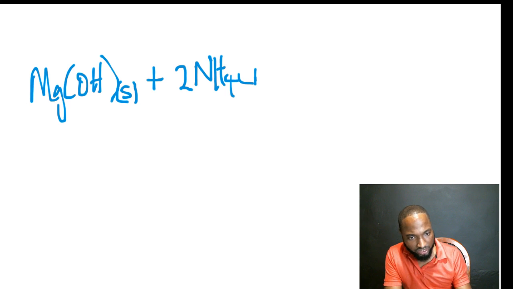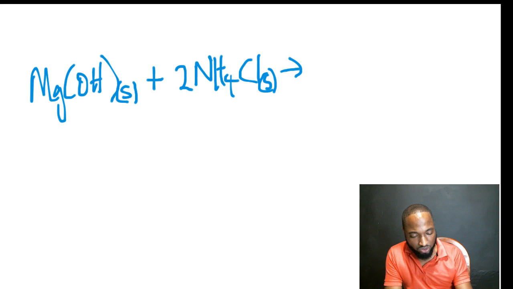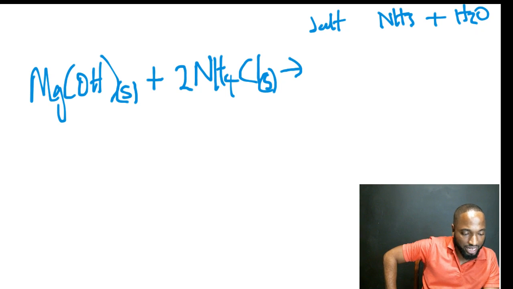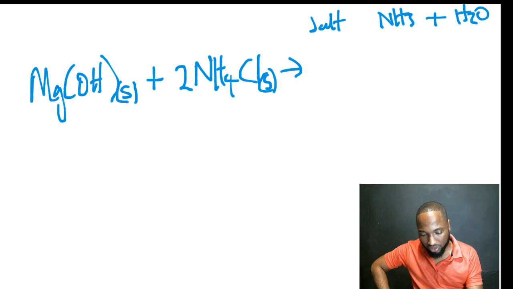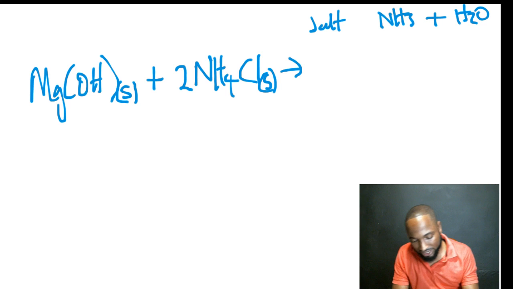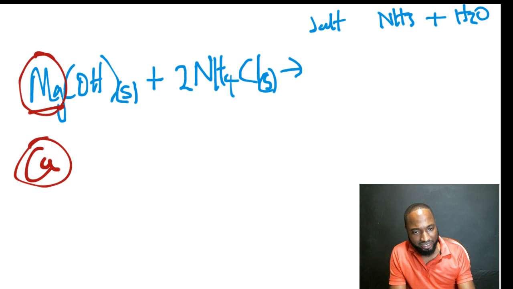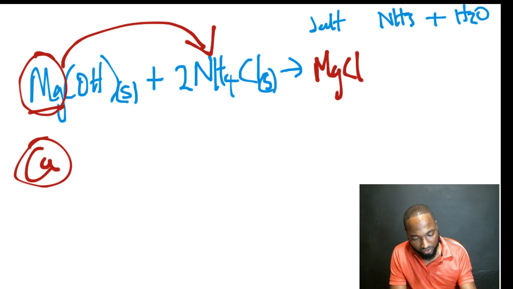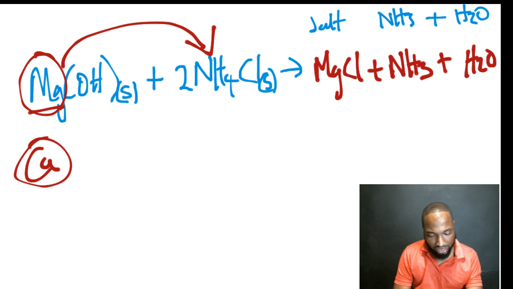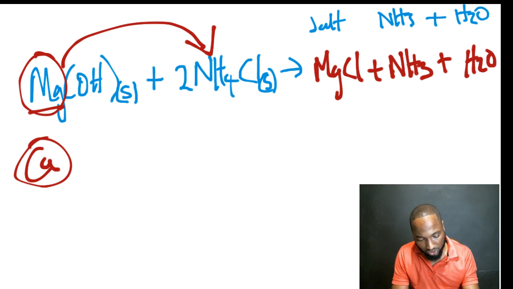What does it form? It's going to form salt, ammonia, and water. The base replaces the ammonium, so you get salt, water, and ammonia. Things like magnesium and calcium, when heated with this, knock out the ammonia. You get magnesium chloride, NH3, and water, and you just have to balance the equation. I already put the 2 here because I was looking at the book and there'll be a 2 there.